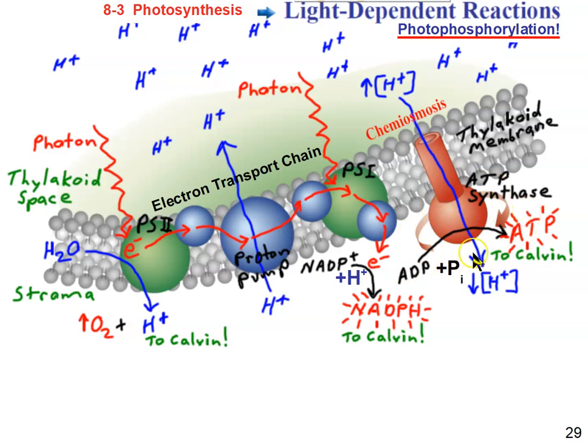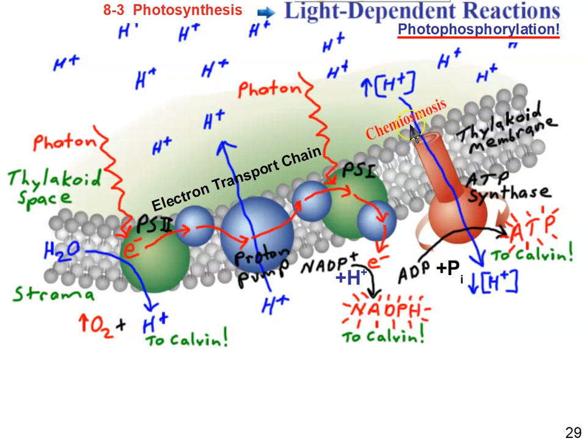And this just constantly runs. As long as there are protons within the thylakoid to diffuse through ATP synthase, it will continue to make ATP. This process of diffusion of the protons is known as chemiosmosis, however you want to pronounce it. So it's got a special name, because it's such a special process.